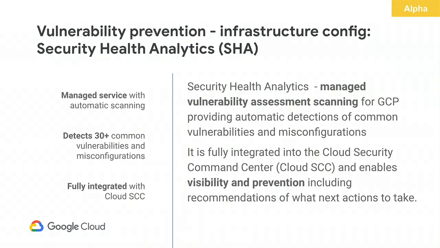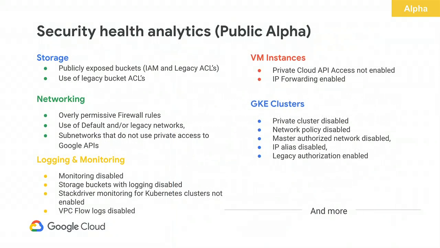One, which again we're announcing to public alpha today, is Security Health Analytics. What Security Health Analytics does is a managed service for automated scanning across your GCP resources. We detect 30 common vulnerabilities, and we run that scan automatically, give you both the detailed vulnerabilities and the summary of those, and it's fully integrated in the Cloud Security Command Center. Some of the examples of things we scan for: a number of storage level vulnerabilities, networking vulnerabilities, logging and monitoring disabled. As you know, if you don't have logging and monitoring enabled, if something bad happens, it's very hard for you to reconstruct many times. VM instance level detections, as well as focusing on GKE and GKE cluster weaknesses.